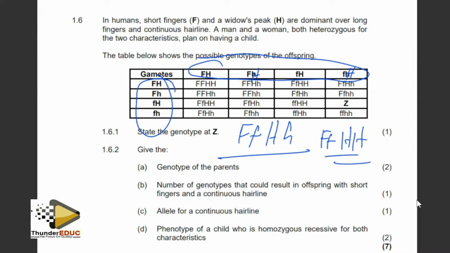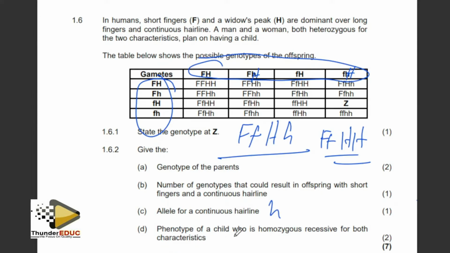Simple, no stress. They're asking for the number of genotypes that could result in offspring with short fingers. Short is dominant, and then this one is recessive. Because it's recessive, I need to have the small h. As long as I have capital H, that is 1, 2, 1, 2, and then 3. So there are 3. And then the allele for continuous hairline, allele, not genotype, so it's going to be small h.